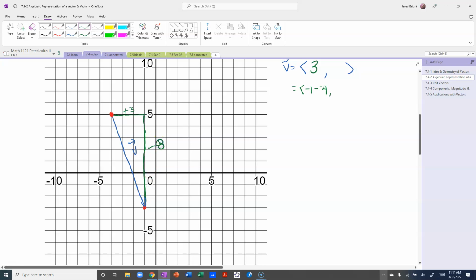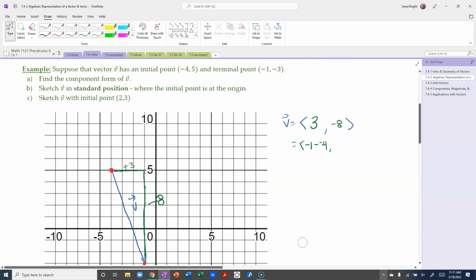So I'm going to denote that by minus 8. And algebraically, again, I could do the endpoint, the terminal y value minus the initial y value, and so I get the same thing of 3 minus 8. Okay, so that's part A.